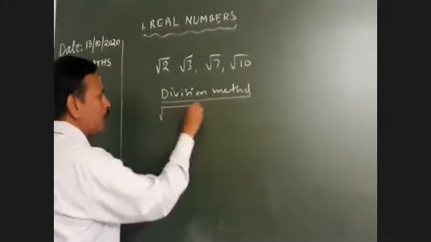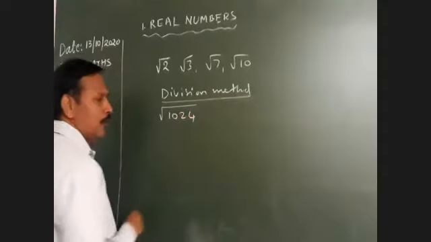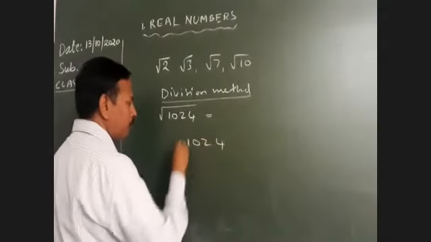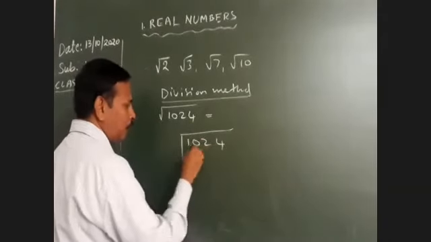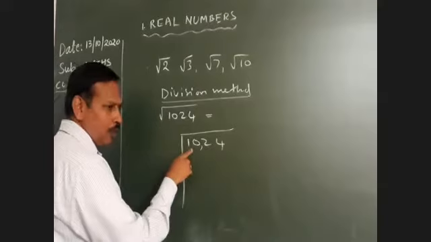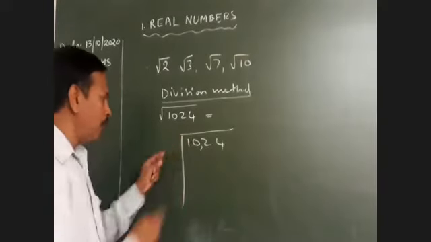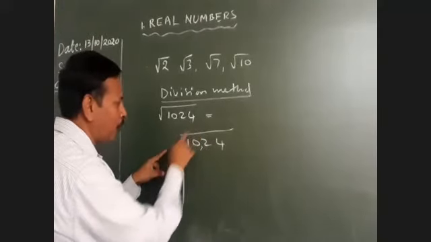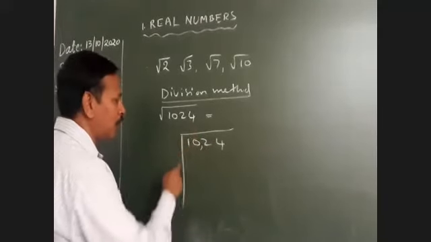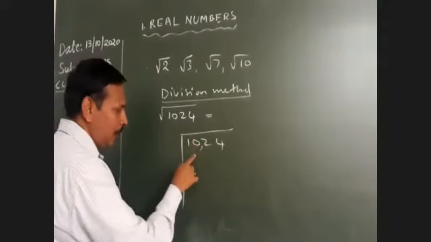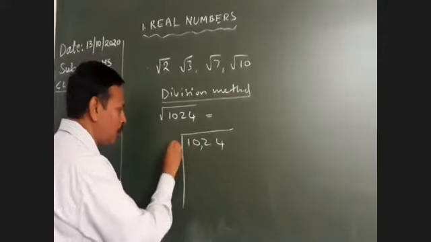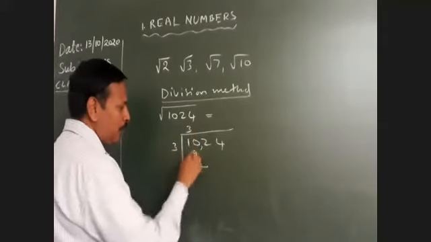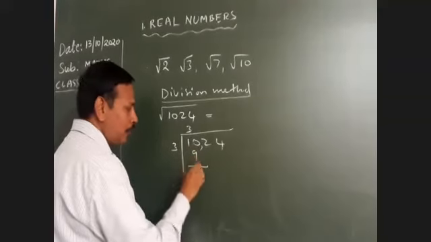Suppose you want to find the square root of 1024. It is a perfect square. How to find the square root of this one? 1024, division method. After 2 digits, you have to keep a comma. Now 10 you have to take. Whatever you take here should be the same here also. 2 2s are 4, 3 3s are 9, 4 4s are 16 will not go. So definitely 3. 3 3s are 9. So 10 minus 9 becomes 1.